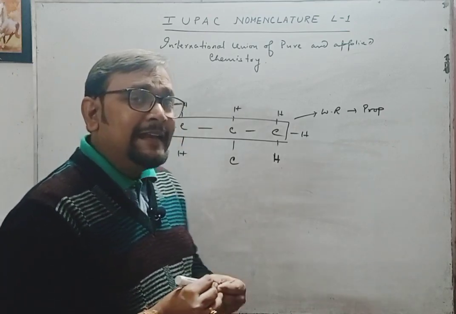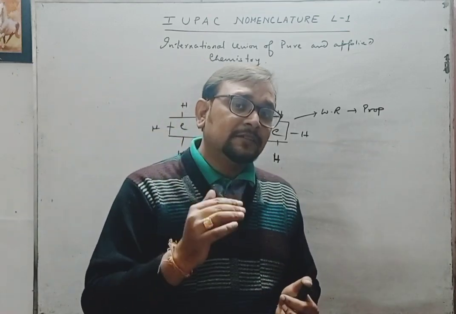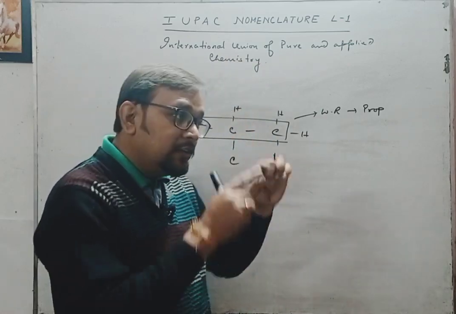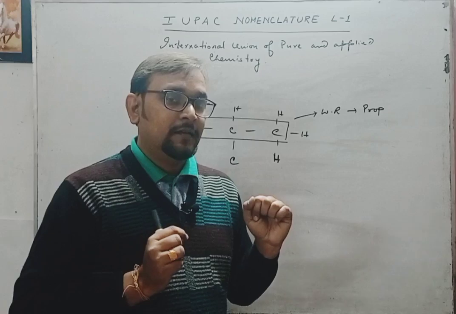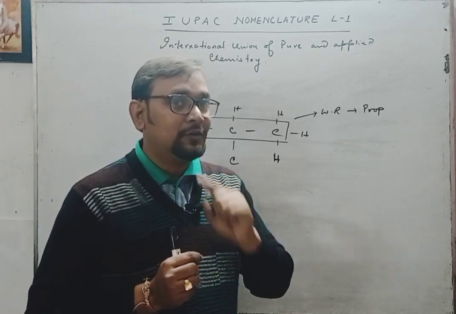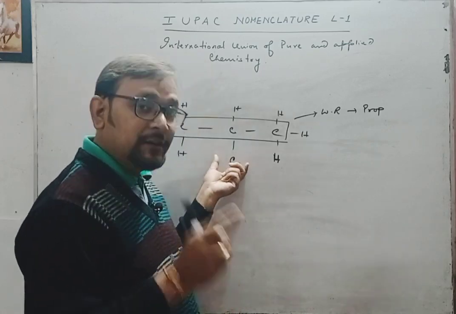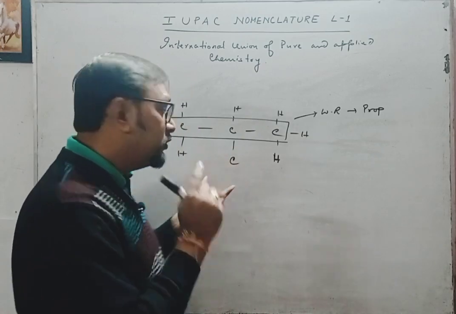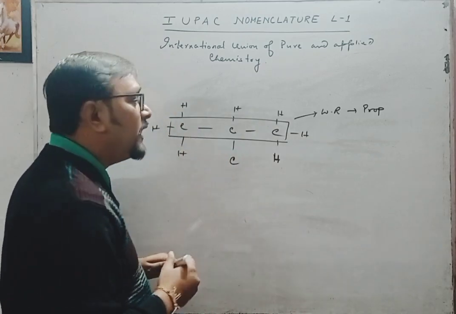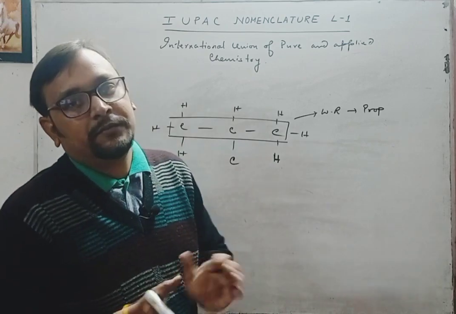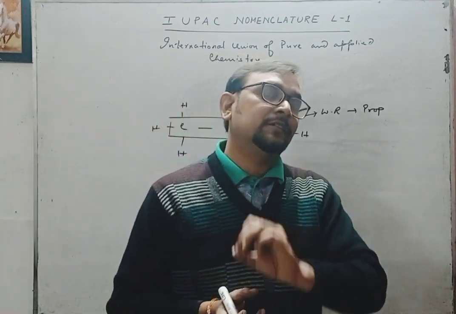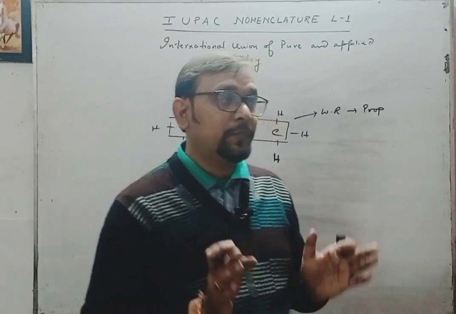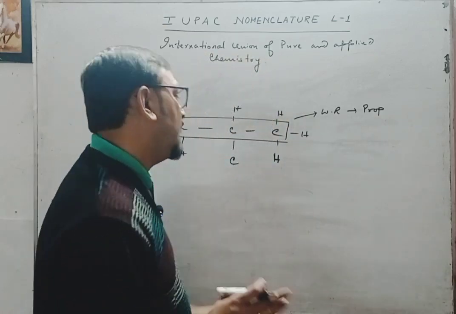Now, if any atoms or molecules are attached to the main chain, or they are not in the main chain, then they are known as substituents. Because I have substituted the hydrogen and then put the carbon over here, they are known as substituents. Now, what is the nature of this substituent, my dear students? The nature of the substituent here is an alkyl group. In most cases, they are alkyl groups.